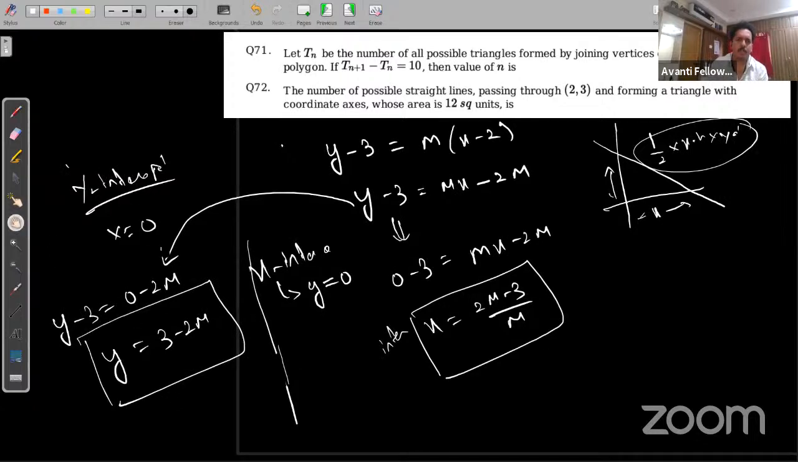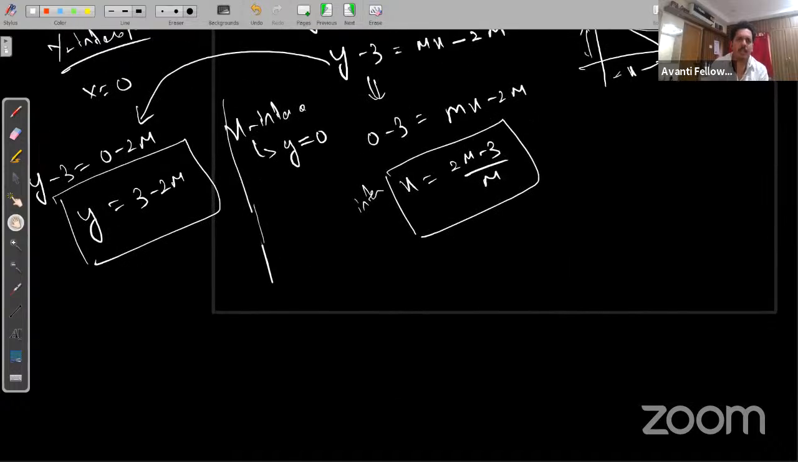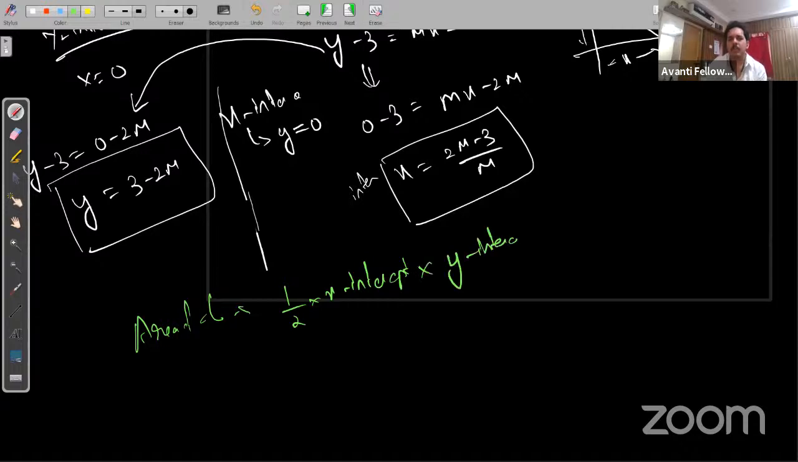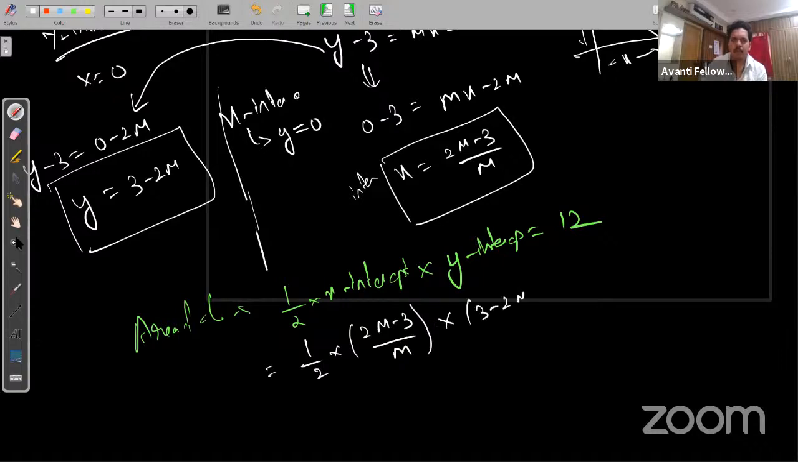3 minus 2m. So this is my y-intercept. So now please tell me what area he has given? He has given the area as 12. So what is the area of a triangle? Half into the x-intercept, which is our base, into the y-intercept. So this is my area, which he has given us as 12. Now substitute the things which we got. Half into the x-intercept, (2m minus 3) by m, into (3 minus 2m).